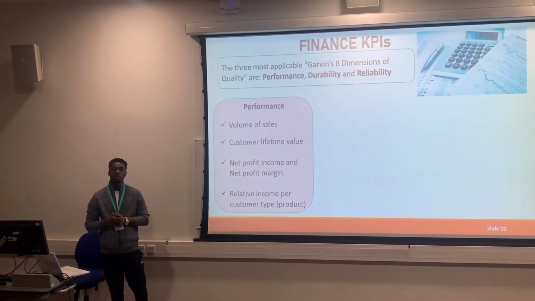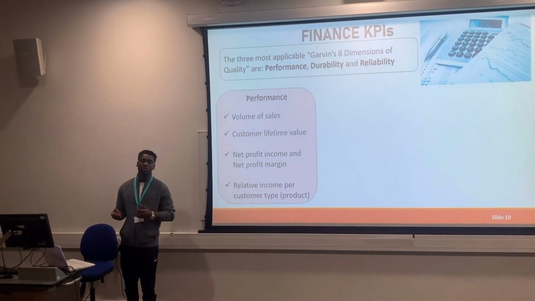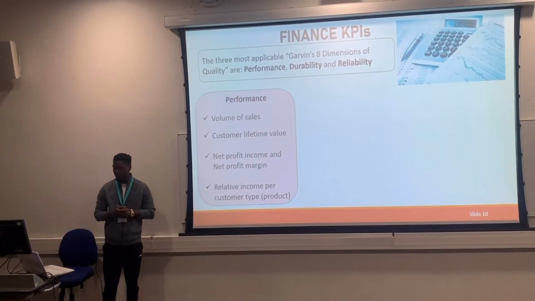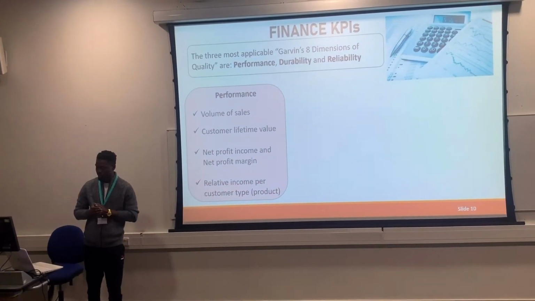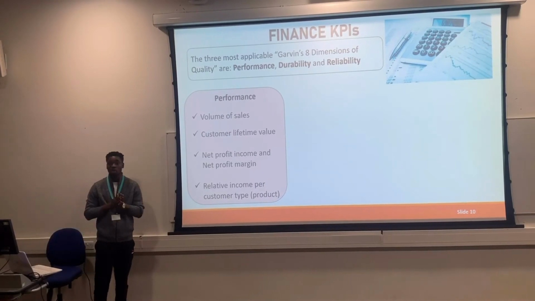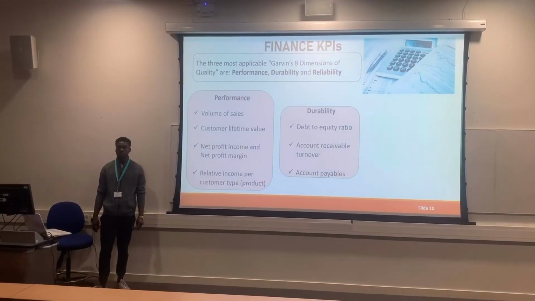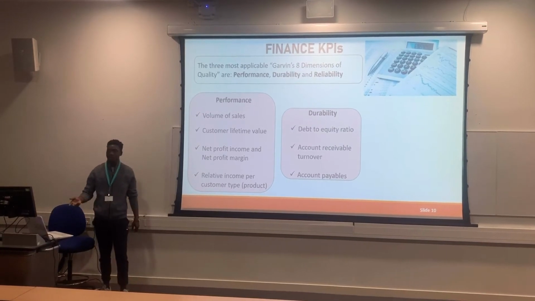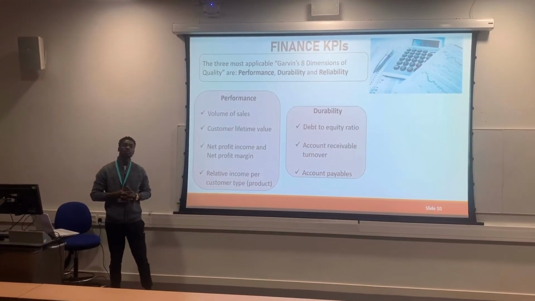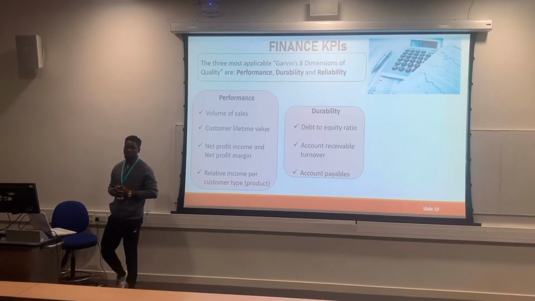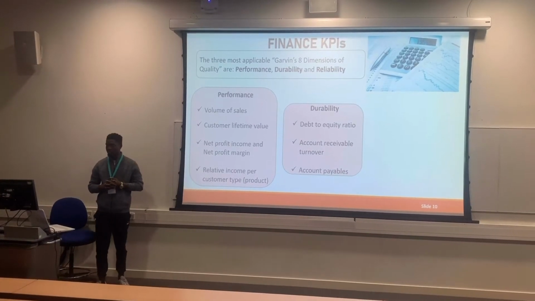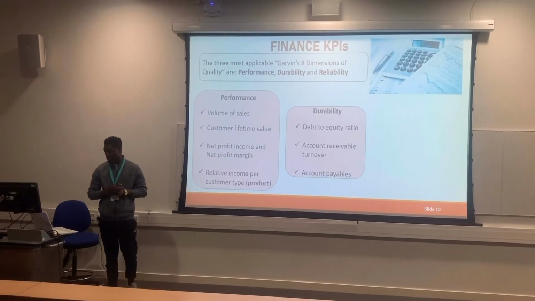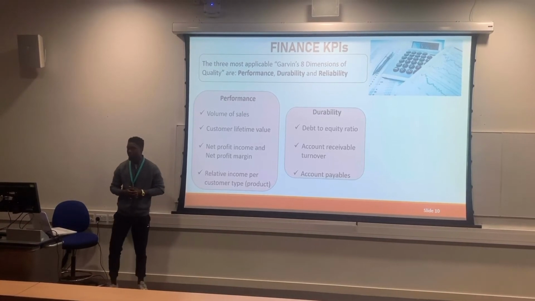This deals with the income Leon Restaurant generates in a financial period at a particular time. The relative income per customer types has to do with the product and how much income the company is generating. So moving to durability, debt to equity ratio. This is the debt which the different stakeholders share together in the business. Accounts receivable turnover: the higher the accounts receivable turnover, the better for the company. And accounts payable: the lower the accounts payable, the better for the company as well.